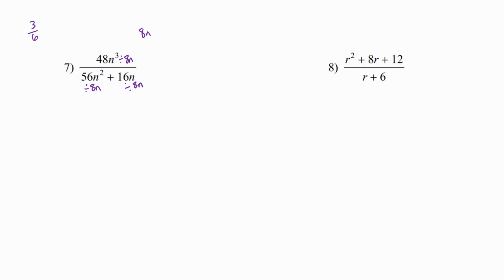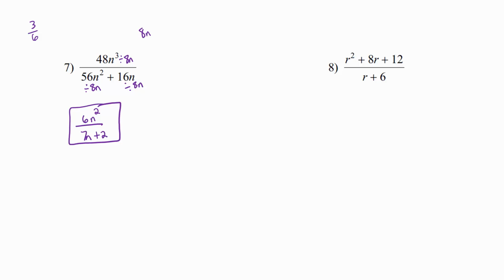So this gives us 6n squared over 7n plus 2. And that's our answer, because now there isn't anything in common with all 3 of them. There's also not anything in common on bottom that we might try to take out. So we're done with that problem.